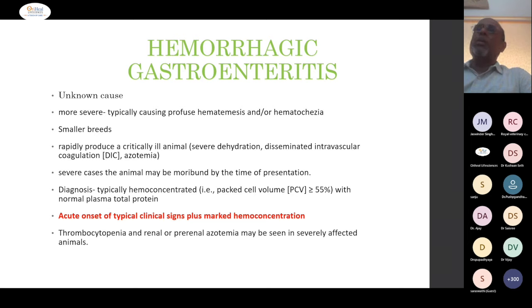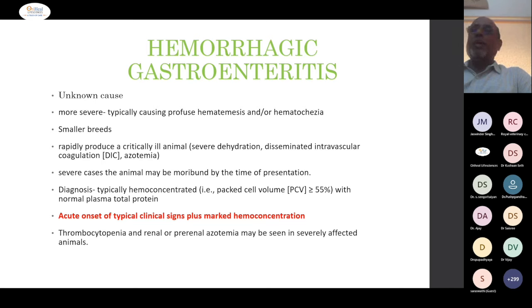Smaller breeds are most often susceptible. It rapidly produces a critically ill animal with severe dehydration, and it goes into disseminated intravascular coagulation, that is called DIC, and pre-renal azotemia. So it can be presented with severe dehydration and azotemia. And if you see the abdomen, they can have petechial hemorrhage, which shows it has got DIC. That means it's in shock. So you have to treat it urgently. Okay? In a severe case, the animal may be moribund by the time of presentation.